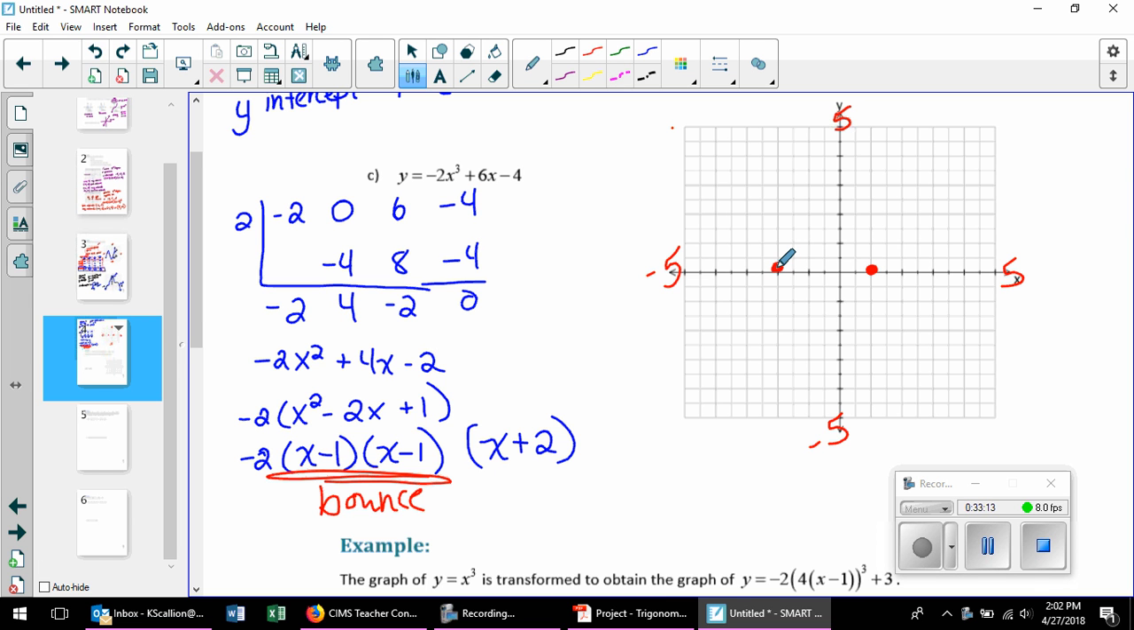And I know my leading coefficient is negative, and I know it's a cubic function. So what do I have? Up in 2, down in 4. Oh, what else do I need? Y-intercept.